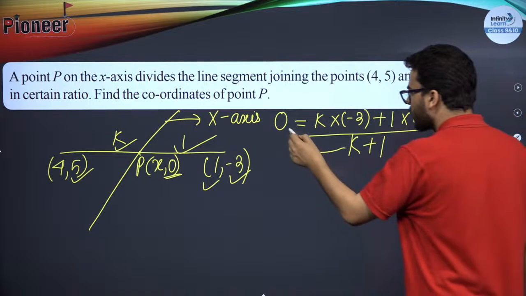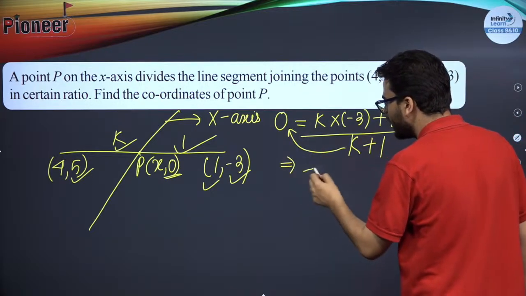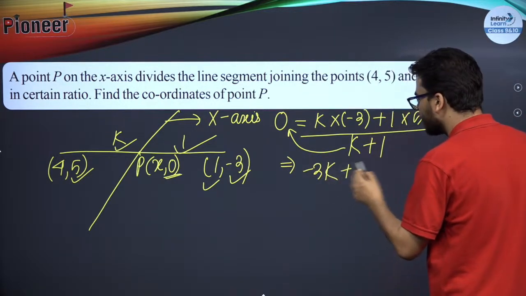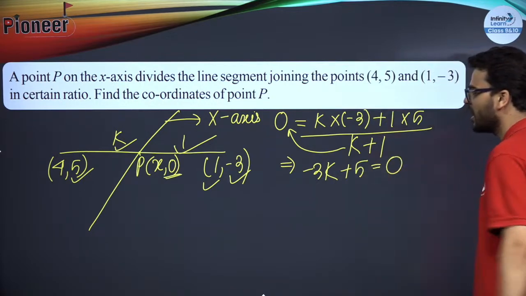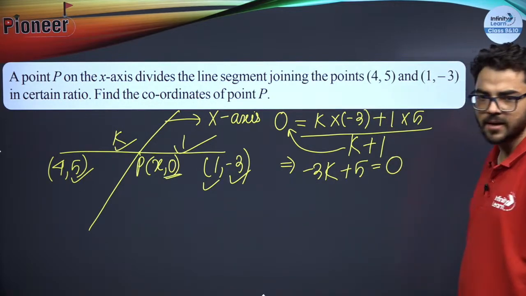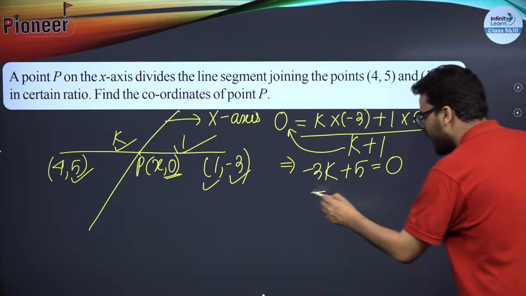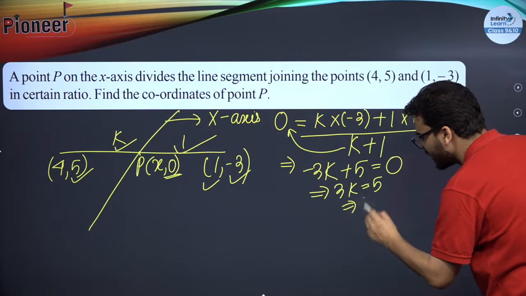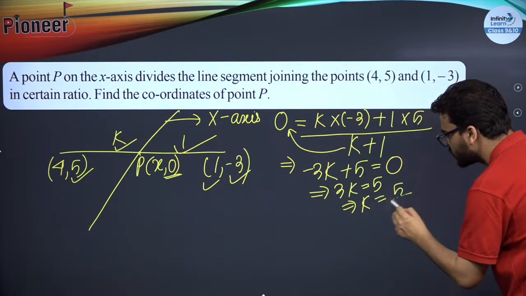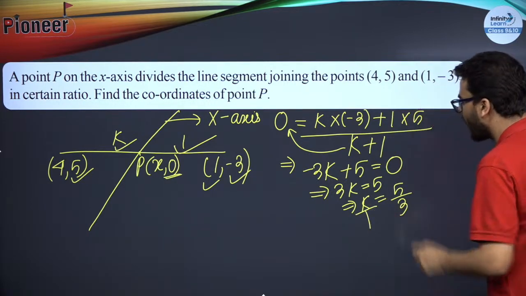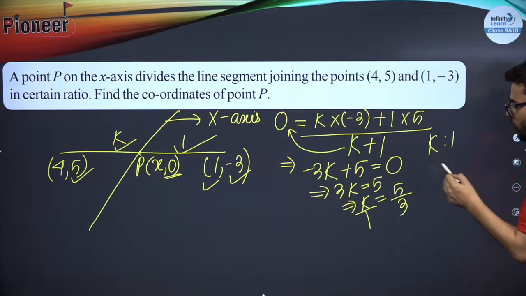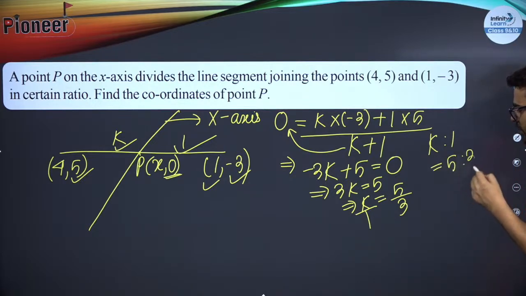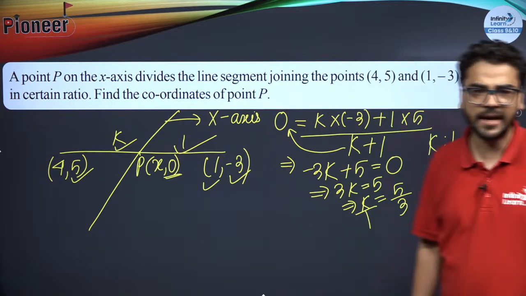Now you see this will be cross multiplied and it will be equal to 0 only. So minus 3k plus 5, that is coming out to be equal to 0. So from here, can I not say that 3k is equal to 5 only? So can I not say that k is equal to 5 is to 3? So basically the required ratio over here is k is to 1, or you can say 5 is to 3. Is this clear up till here, guys?